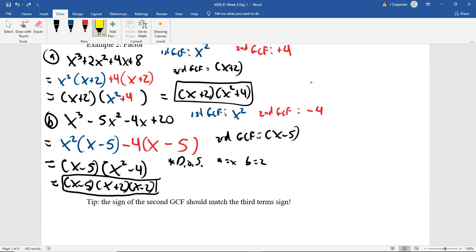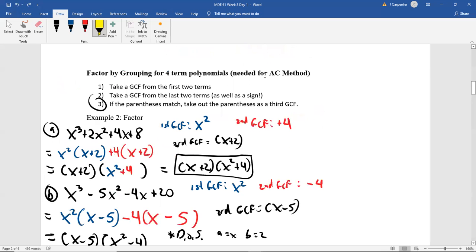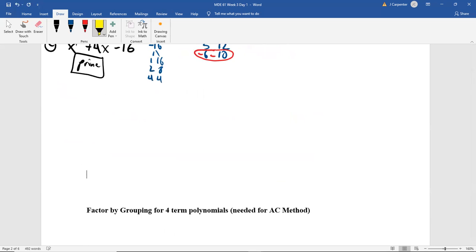Now, there's a possible case where all 4 of these terms have a GCF between everything. So just like the previous problems, if you see a GCF between everything, pop that out first. I'm not going to do an example with that, just in the interest of time. Be on the lookout for it.